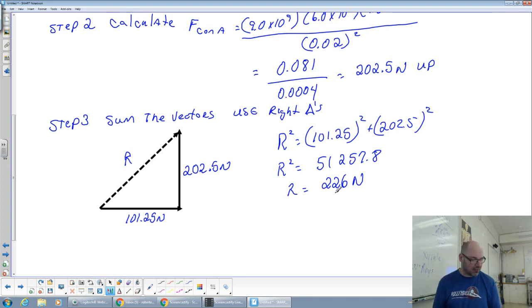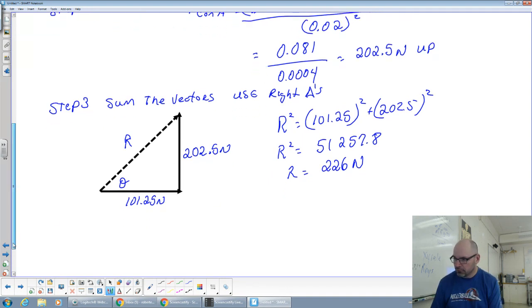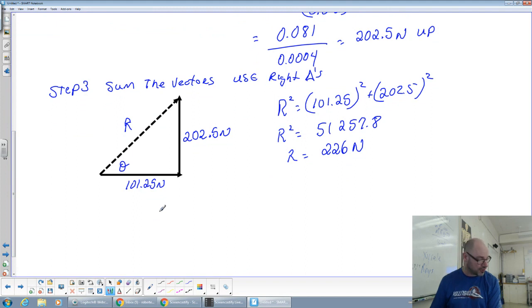Okay, now that gives us the force, but we don't have a direction. So step 4 is to find the direction. How far up from right do we have to go? Now we don't have north, south, and east and west, so we're just going to use right and up. Okay. So when we state this, we go, okay, let's find the tan theta. Step 4, get the angle.